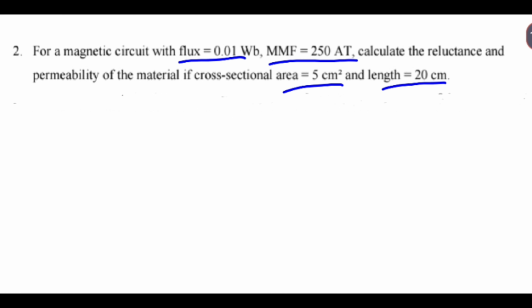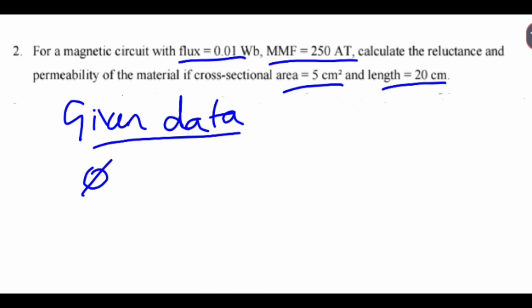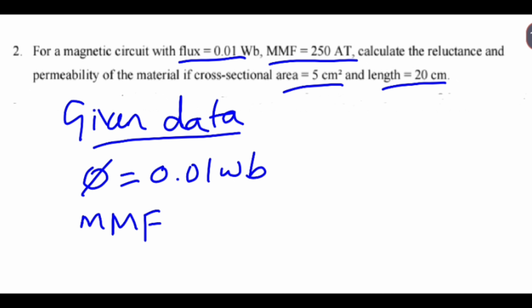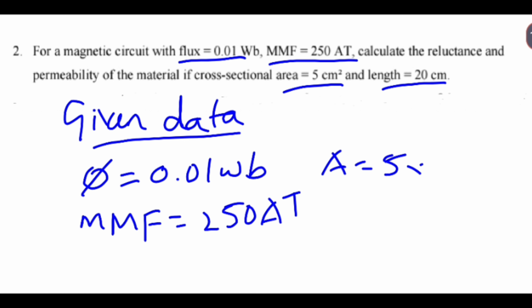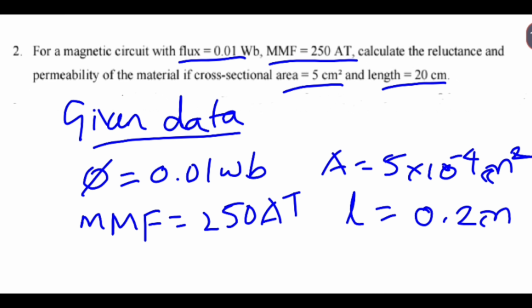So we can write the given data. Flux phi is 0.01 Wb, and MMF is 250. Cross section area A is given as 5 centimeter square, which I will write as 5 into 10 raised to minus 4 meter square. Length is given in centimeter, so I will write it in meter, all in meter: 0.2 meter.